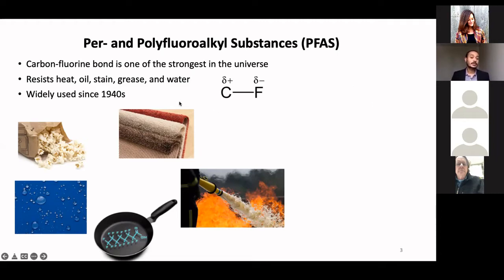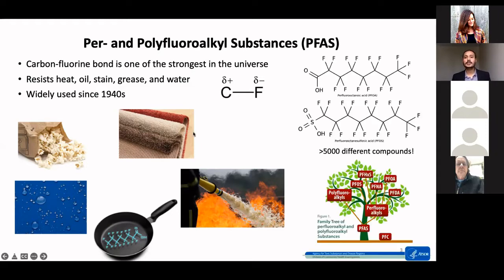Some of their applications are highlighted in these pictures. They're coated in food packaging materials, water-resistant clothing. One of its important applications in the past has been the Teflon coating on non-stick cookware. They also coat carpet materials to serve as a fire resistance. And one of its most important life-saving applications is in firefighting foams.